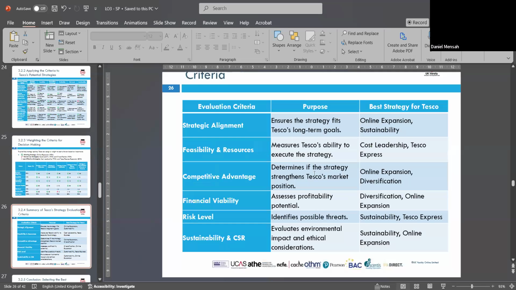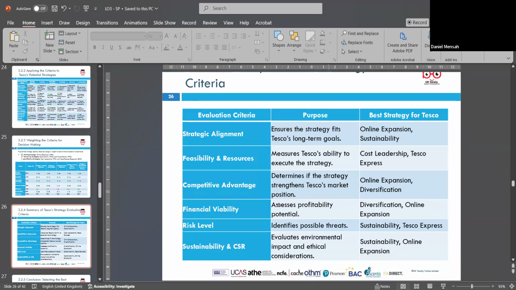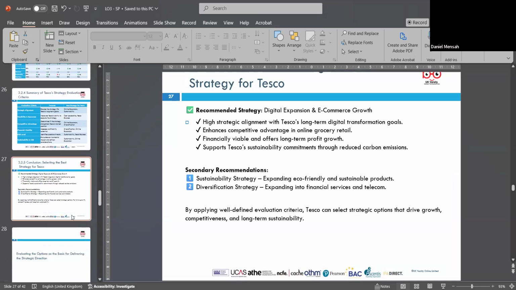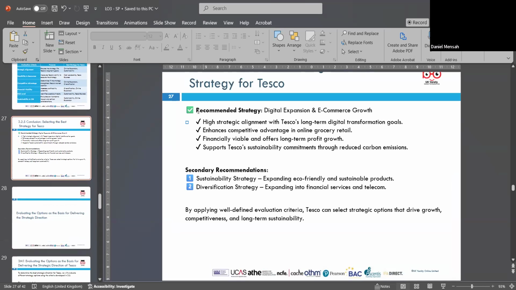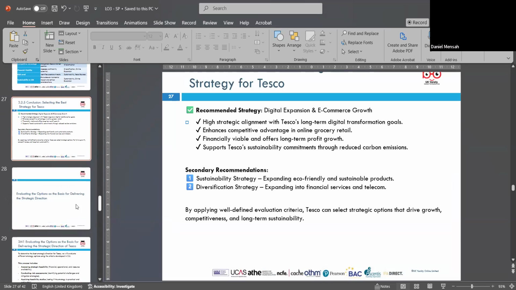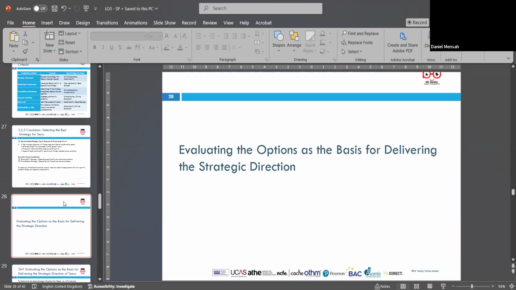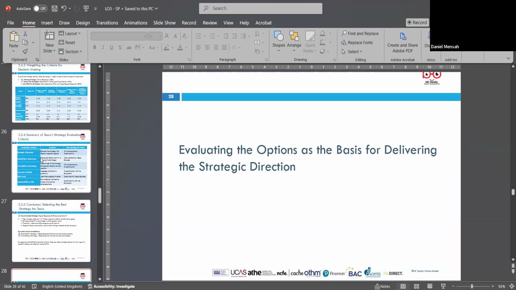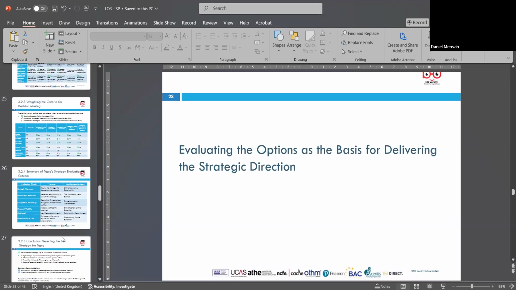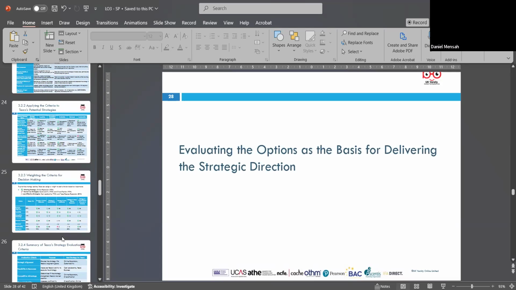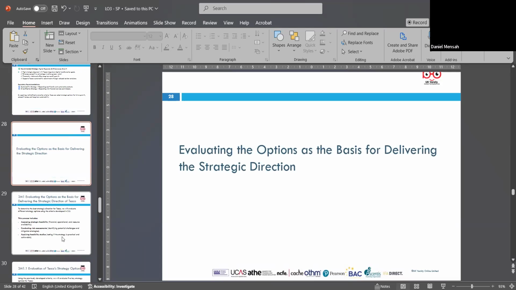Then they have consolidated all of those in one table. Based on that, you can recommend which one is the best, and which is the second recommended option. Now we are going to evaluate against these selected criteria. Out of 5 strategies, we finalized 3 strategies based on this evaluation criteria.